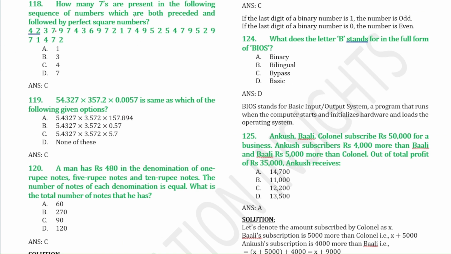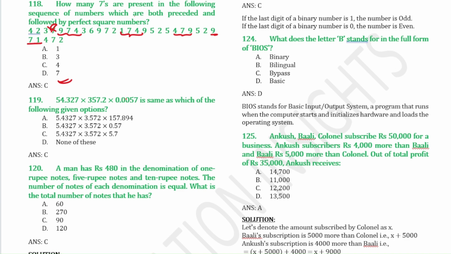So that means for this 7, we have to see whether it is preceded and followed by a perfect square number or not. So this 9 is a perfect square number, but 3 is not, so this is wrong. Okay, this is correct. And then this is correct because 1 into 1 is 1, right? And then 2 into 2 is 4. And then this also is correct. And then this is correct. This 9, 3 into 3 is 9, and then 7, and 1 into 1 is 1. So there are 4 7s.